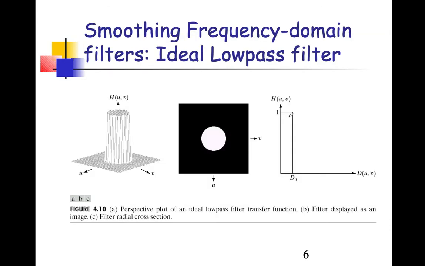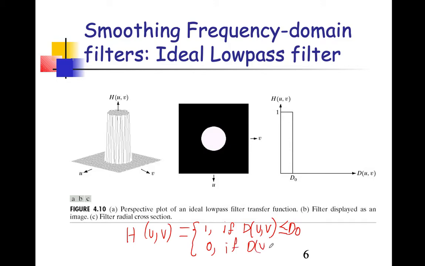Here we can give the expression in the form of the filter H of u comma v equals 1 if D of u comma v is less than or equal to D naught, and 0 if D of u comma v is greater than D naught.